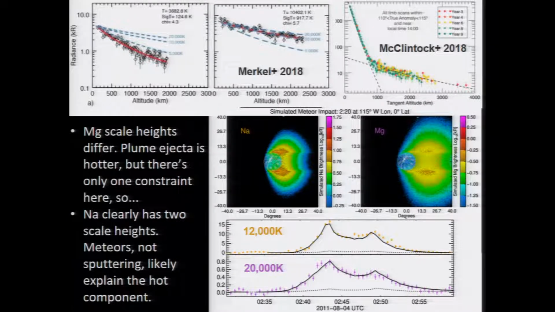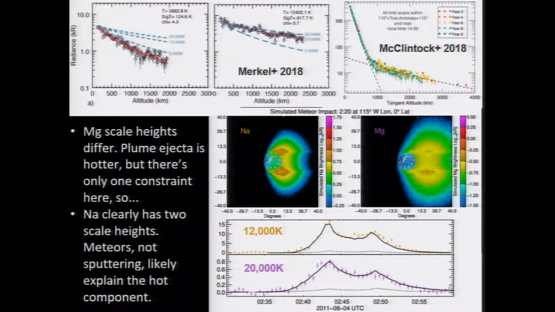We can compare that to scale heights that MESSENGER took in the dayside atmosphere and think about how substantial a source micrometeorite impact vaporization actually is. And it's kind of tricky to do for magnesium. This is a paper by Amy Merkel showing that the scale height for magnesium changes. It's different depending on when you look and where you look at Mercury. And sometimes it's as low as 3,000 Kelvin, sometimes it's as high as 10,000 Kelvin.